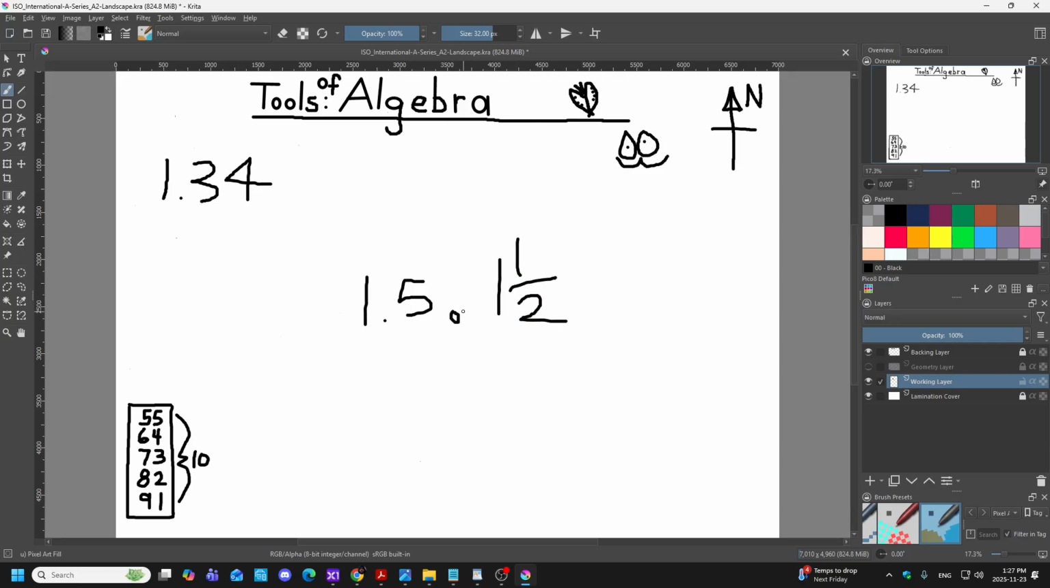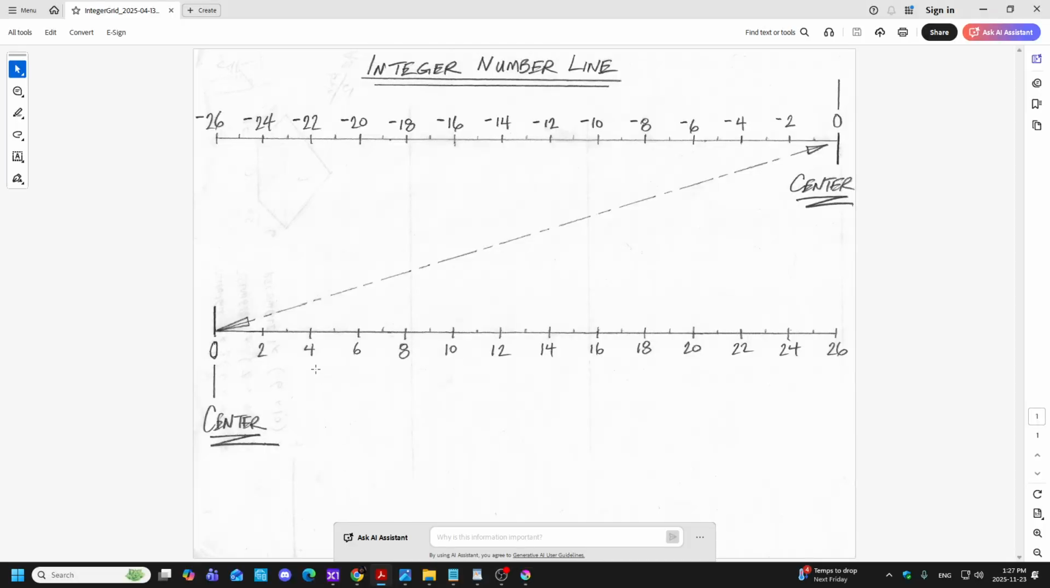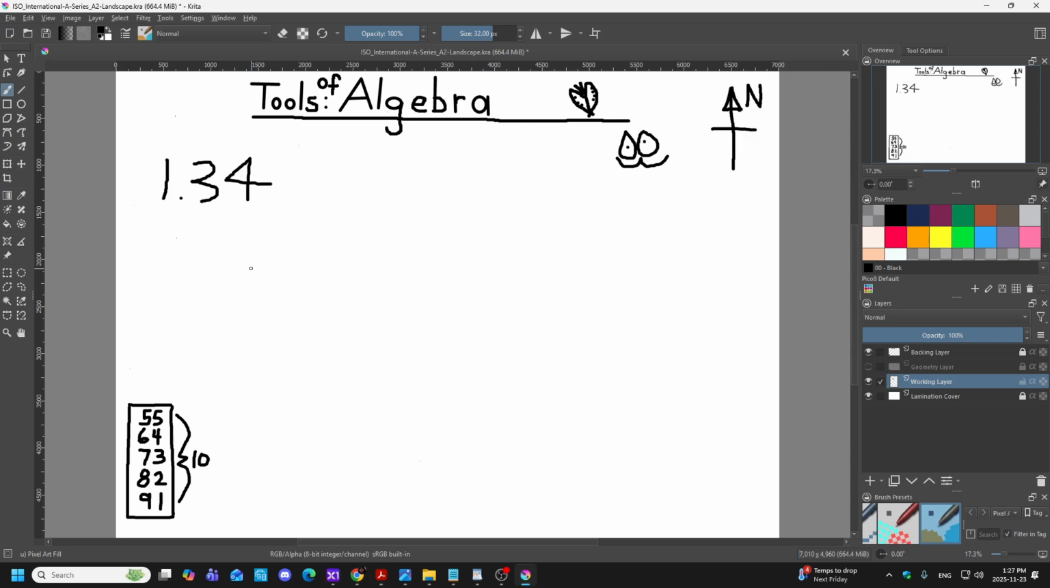We know this is less, okay? 1.34 is less than 1.5, correct? So with that said, that means 1.34 is going to fall somewhere in between, just under 1.5. Okay, let's continue.